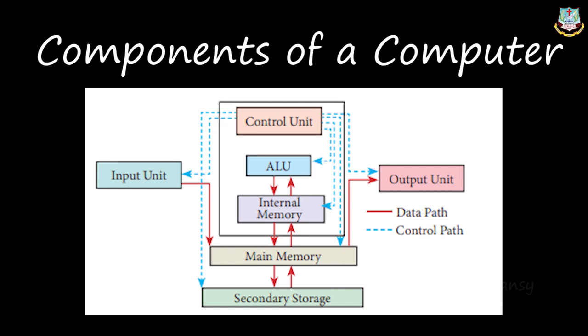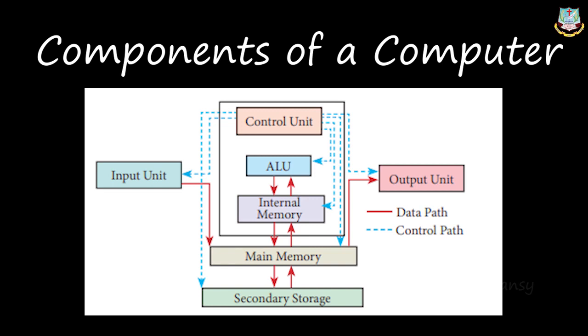For example, if you have to type anything, you need a keyboard. If you want to select something, you need a mouse. If you want to scan a document, there you need a scanner. These are all input units. In your book, they have given the example as keyboard and mouse alone, and so many other input devices are also there. You can write it down when you are noting in your notebook.